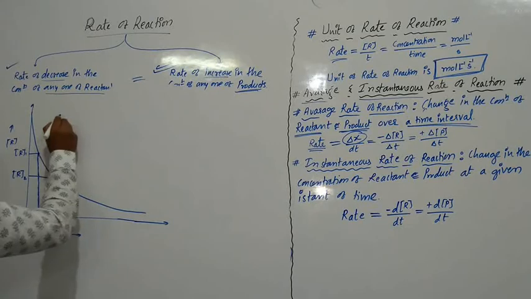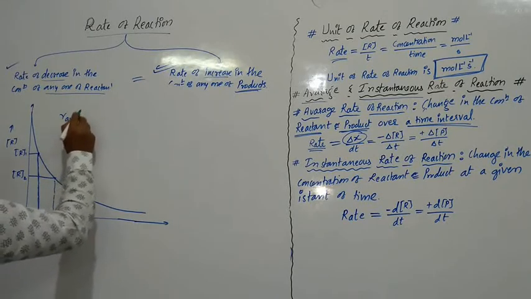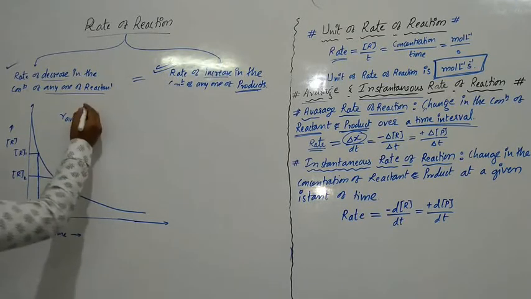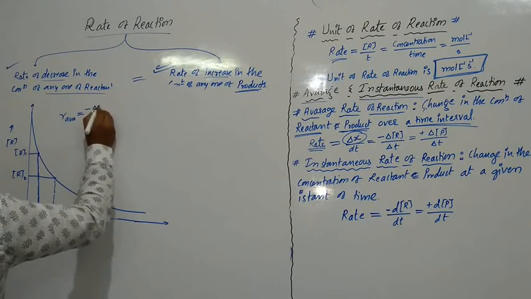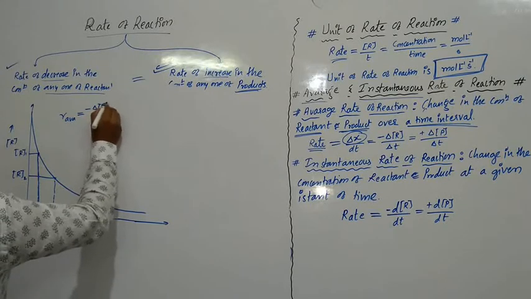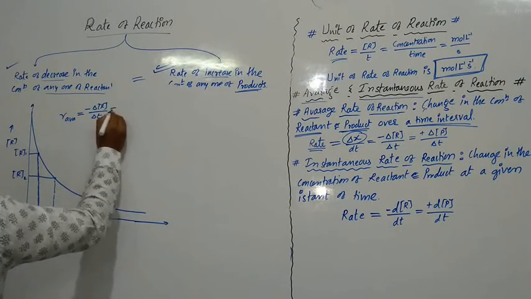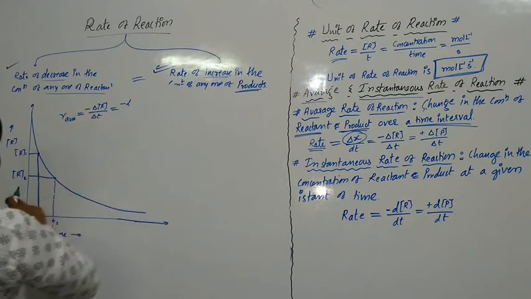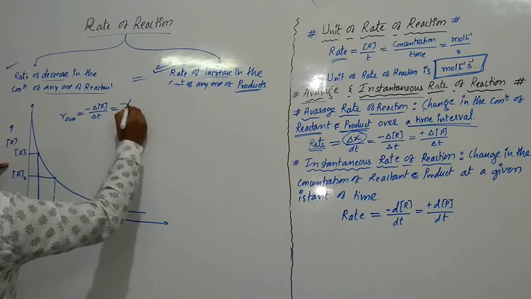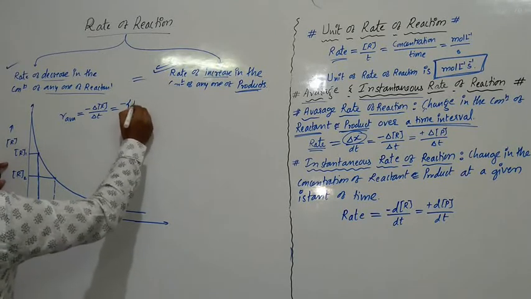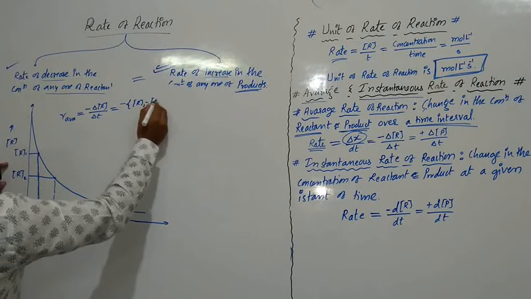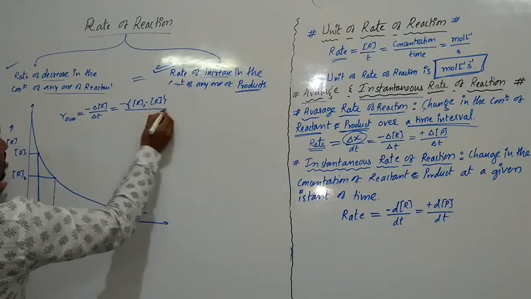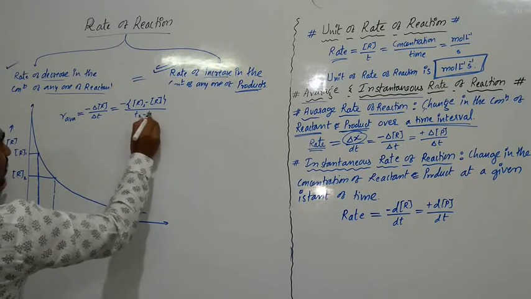Now the average velocity rate, the average rate of reaction is given as, how can we give average rate? So minus decrease in the concentration of R divided by time taken. This is nothing but minus delta R. What does this indicate? Here this is nothing but R2 minus R1 divided by T2 minus T1.